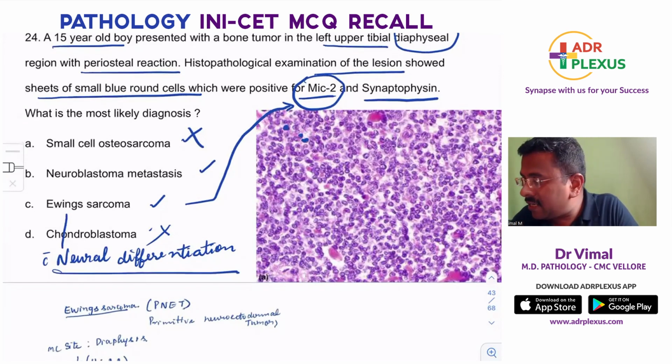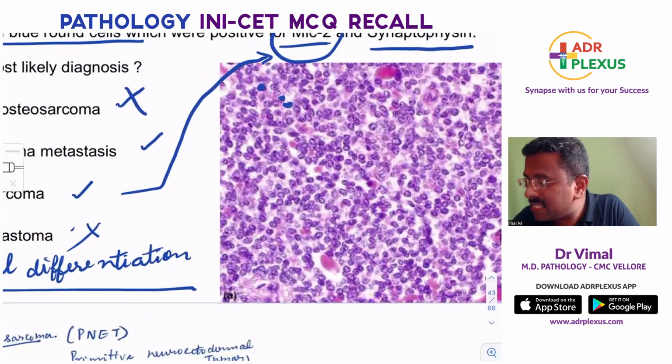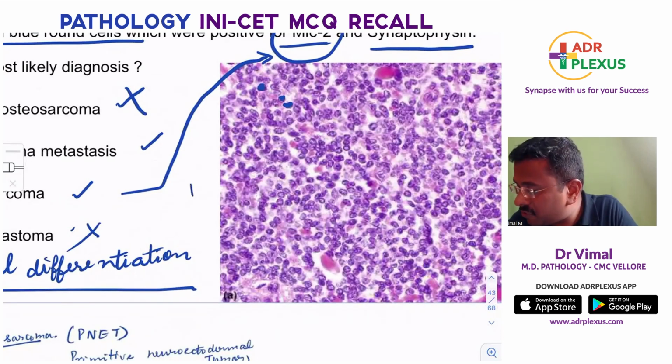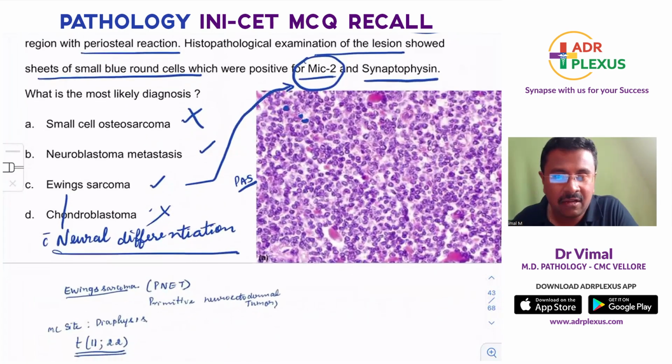Okay, and you could see these are the small blue round cells with this clear cytoplasm, and also what special stain will this be positive for? This also will be positive for PAS. Okay, these tumor cells will be positive for PAS because it contains the glycogen. Yes. Okay, this we have also discussed in our workbook.